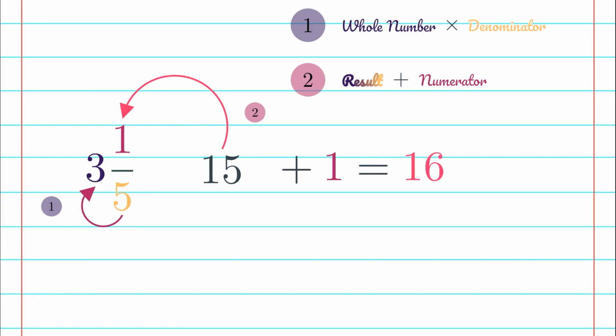Now what's left to find is the denominator of the improper fraction. Actually, finding the denominator is pretty easy. It is the same as the denominator of the mixed number. So the improper fraction would be 16/5. I hope you understood how to convert a mixed number to an improper fraction.